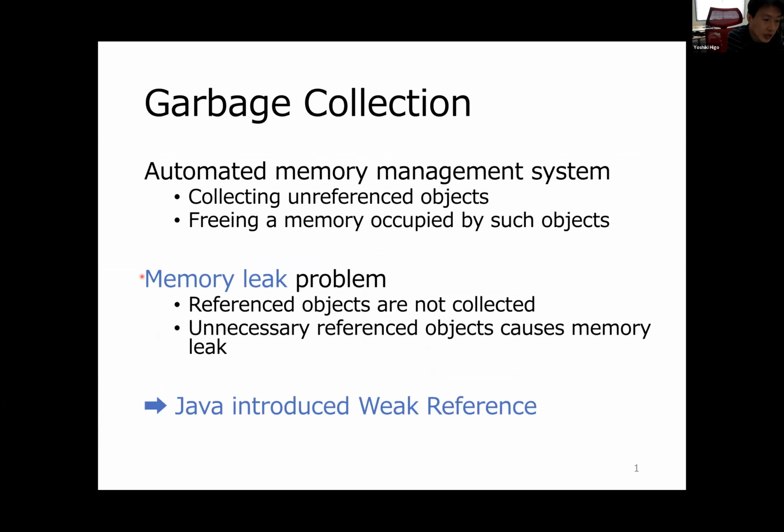Okay, let me start with the explanation of garbage collection. Garbage collection is an automated memory management system. It collects unreferenced objects and then frees the memory occupied by such objects. But garbage collection has a weak memory leak problem, which means referenced objects are not collected. So unnecessary referenced objects cause memory leaks. To avoid this problem, Java introduced weak reference.